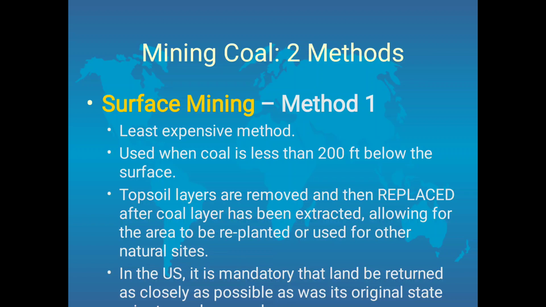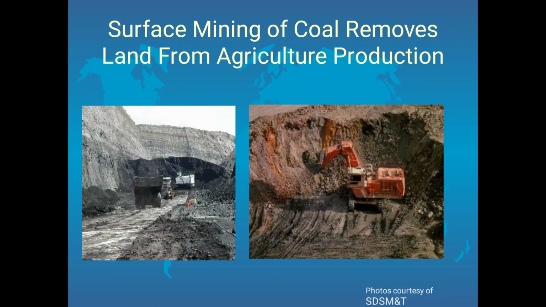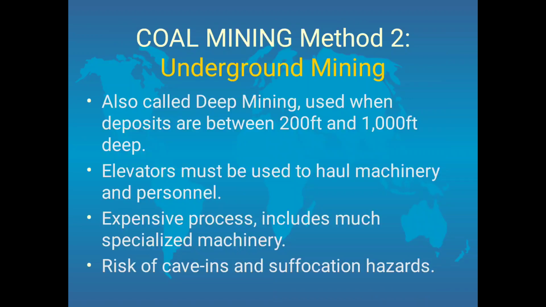Mining coal, surface mining. So, coal can be mined by two methods. One is surface mining. This is the least expensive method, used when coal is less than 200 feet below the surface. Topsoil layers are removed and then replaced after the coal layer has been extracted, allowing for the area to be replanted or used for other natural sites. Surface mining of coal removes land from agriculture production.